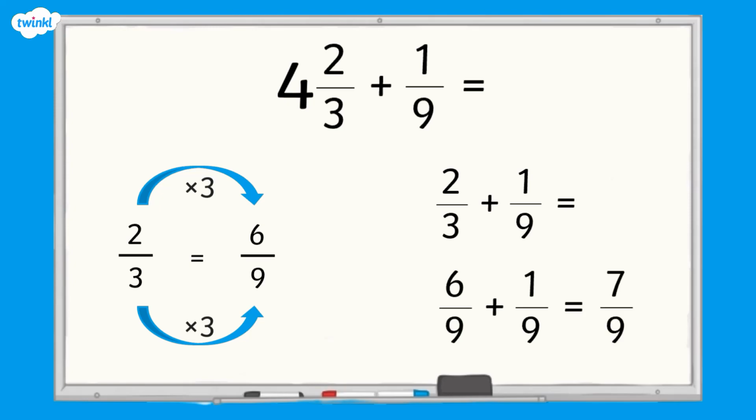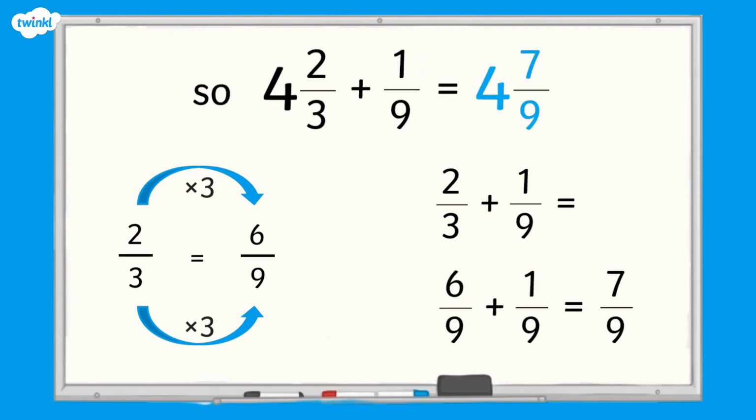Now we've added our fraction parts together, we can complete the original calculation. 4 2/3 add 1/9 equals 4 7/9.